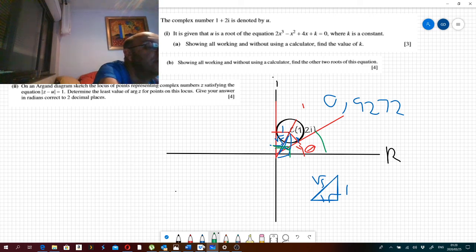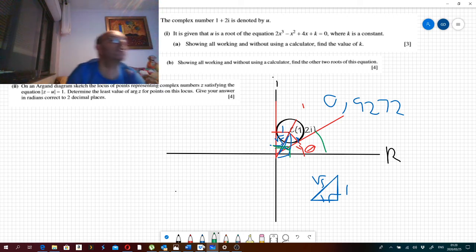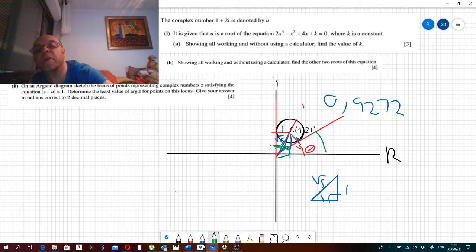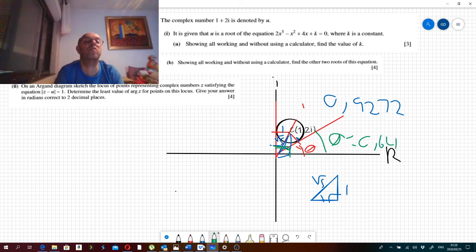So let's do that: pi divided by 2, and subtract the angle which we found, and that gives us an answer of 0.64. So the angle here, theta, is 0.64, and of course that's the argument, or the least value of the argument in radians, for the locus of the points that we were discussing.